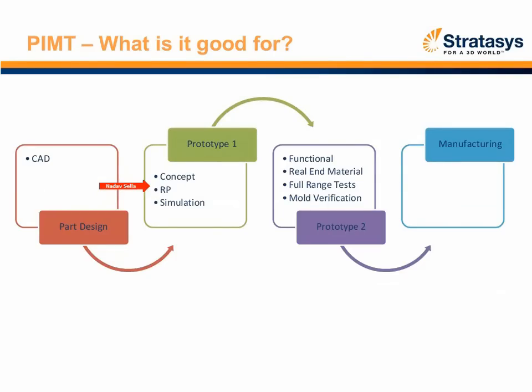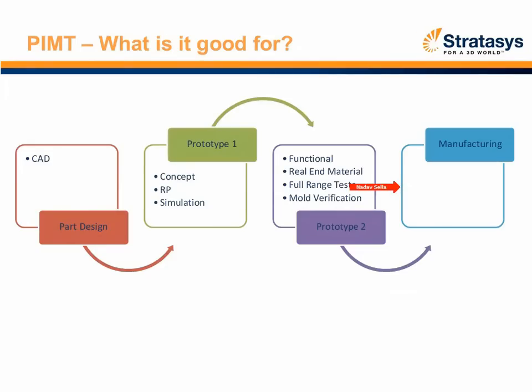After a few iterations of prototype one, where companies can go back to the CAD and change some things, further down the road, companies usually need to create what we call prototype two, which is a functional prototype, most likely manufactured from the real end product material, and is designed to give the company the ability to do the full range of tests on the part, before starting production or before investing a lot of time and money in manufacturing steel or aluminum tools.